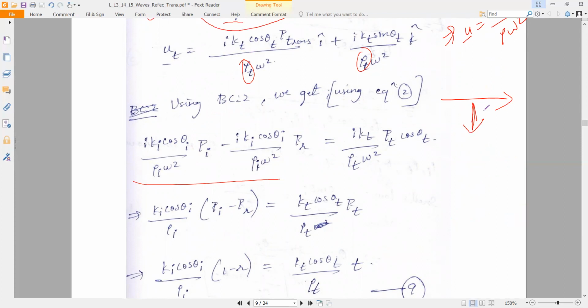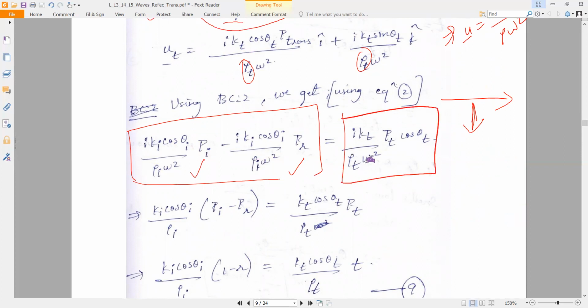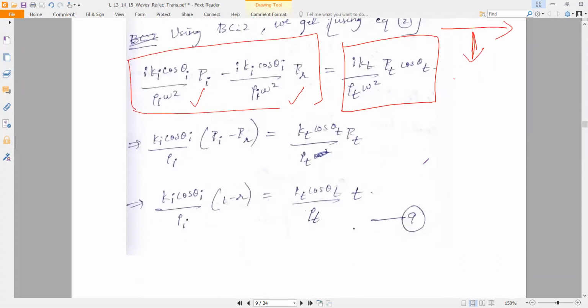So velocity normal to the interface should be identical. So this is the net velocity, one due to the incident wave and one due to the reflected wave. And this is the velocity perpendicular to the interface in the transmitted medium, right? And rest of it is algebra. So I'm taking the common term, right? Omega is same, so that has been removed. And I am writing the same expression in terms of reflection and transmission coefficients, right?